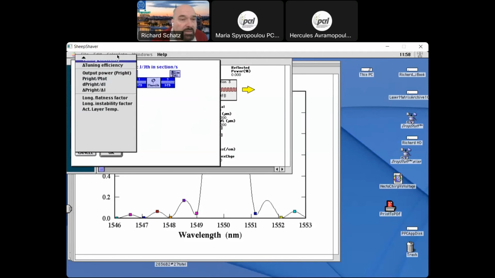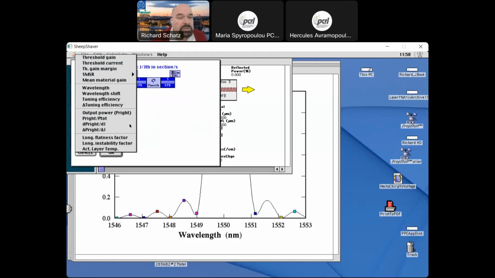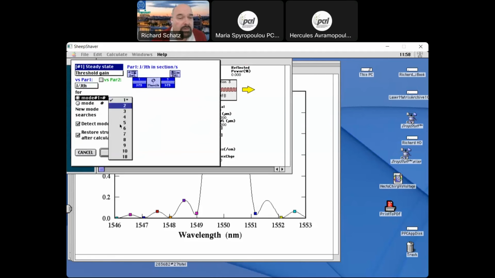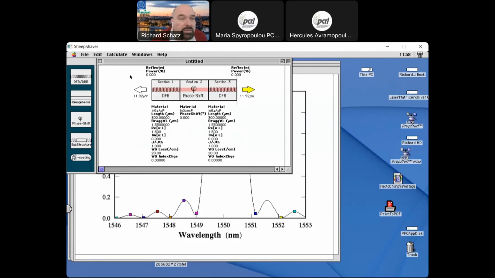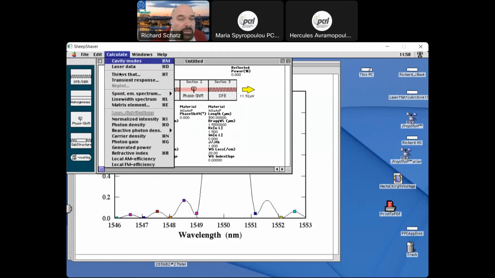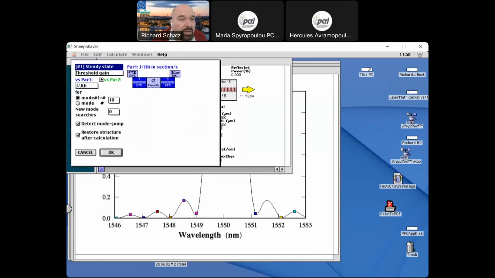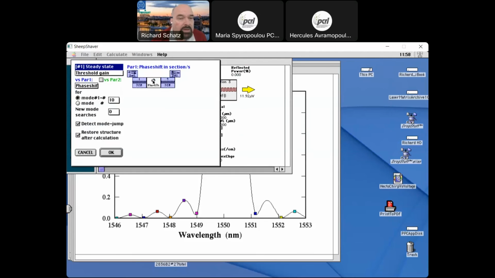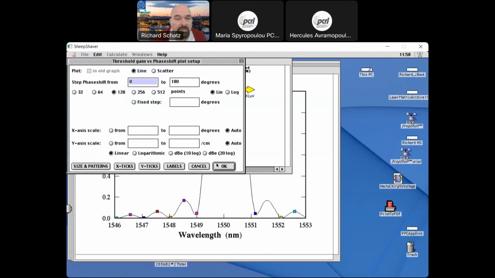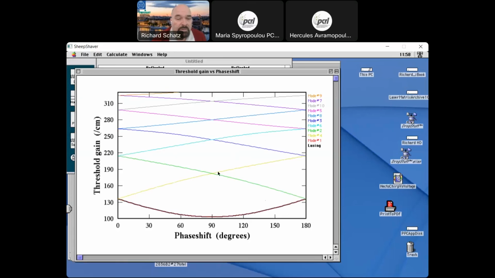Then we can calculate the threshold gain of the different modes, and then see where we have the largest gain margin. So, yes, then I should do it versus phase shift here. So I take this versus that: threshold gain versus phase shift. Then I mark here this phase shift we want to change, and then we can just calculate here and see which phase shift is optimal.